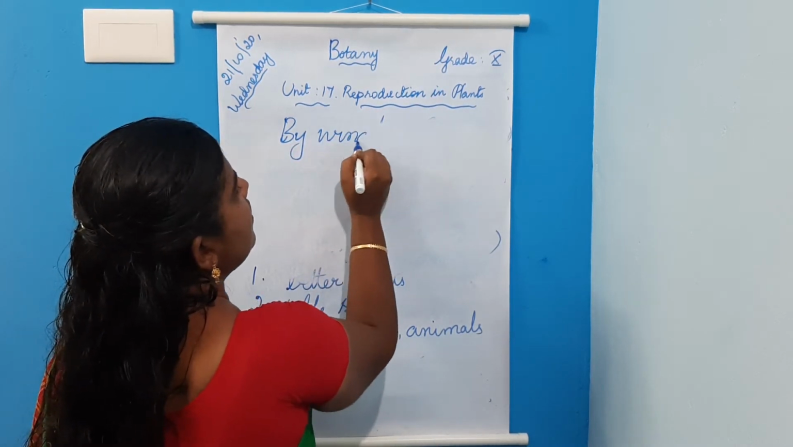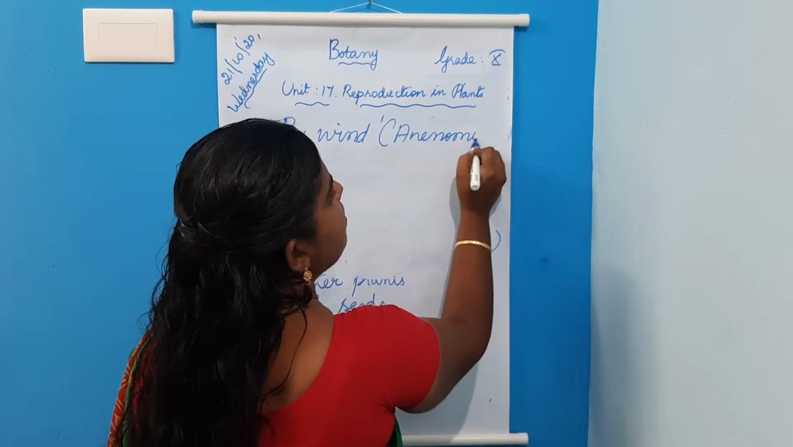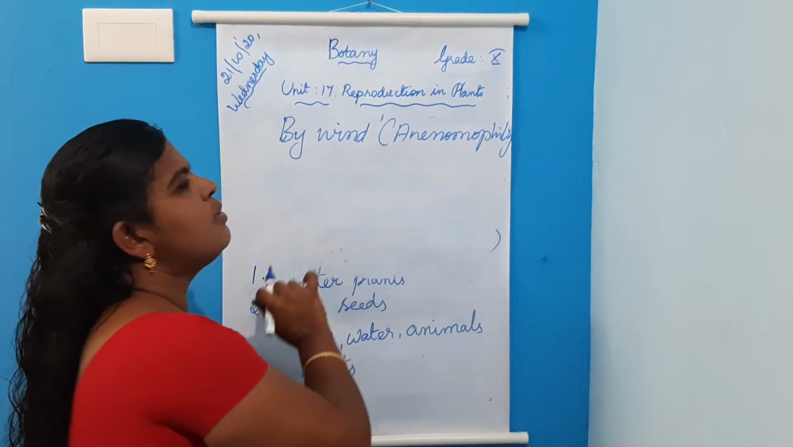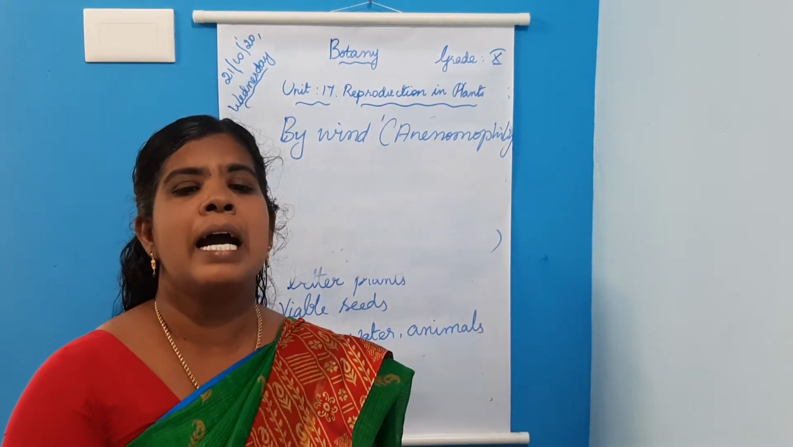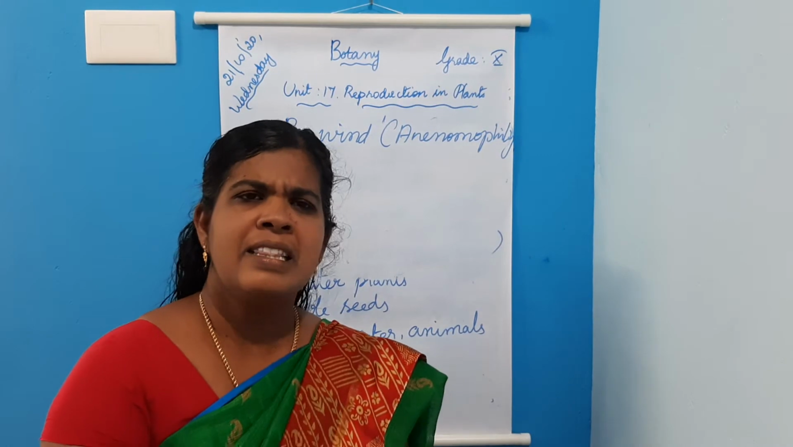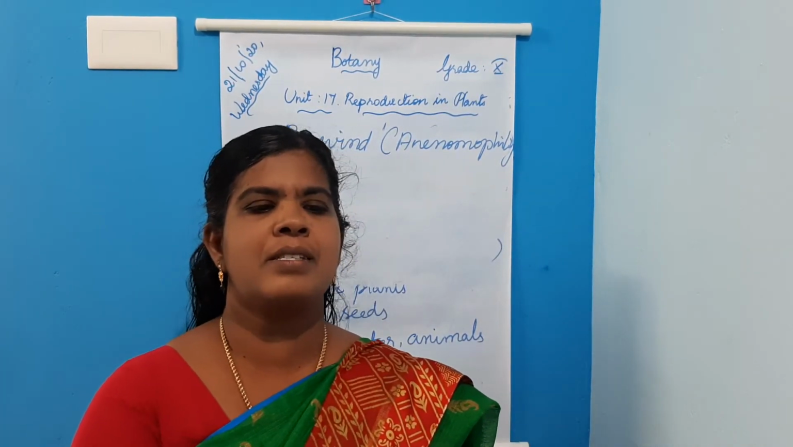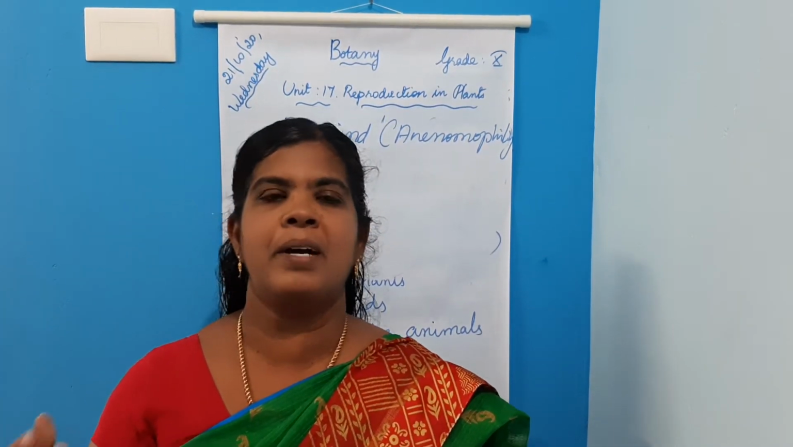It is also called anemophily. Pollination by wind is also called anemophily. So the flowers which are pollinated by wind are called anemophilous flowers. These flowers should possess certain characteristic features. Then only these pollen grains will be carried away by wind.